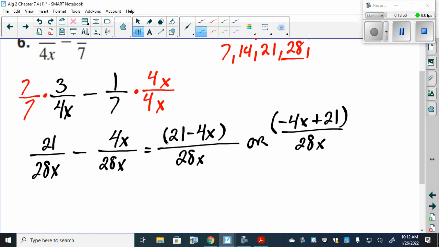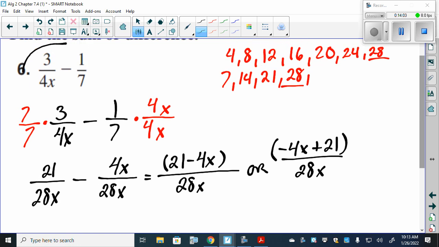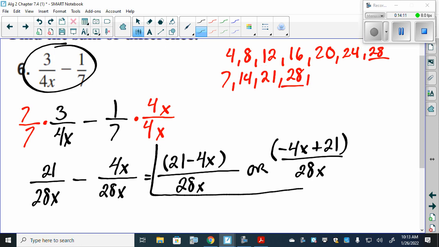The only possible way that we could is if I take these two and split them and then simplify. Well, if we did that, we would actually be back to what we started with. So here, either one of these is the correct answer.